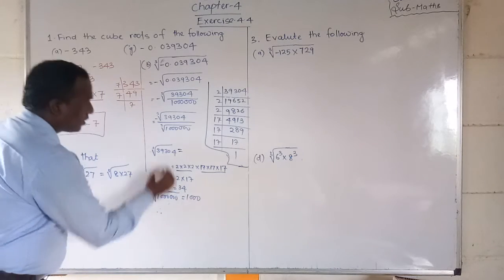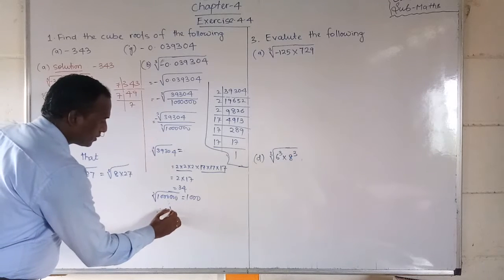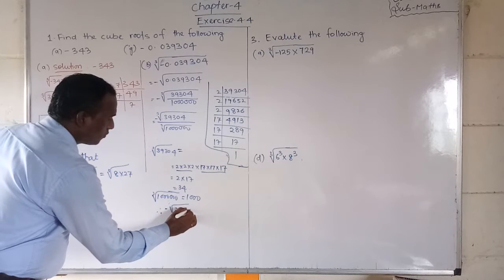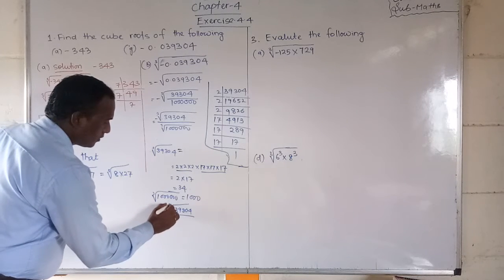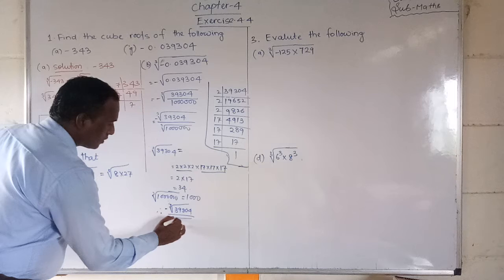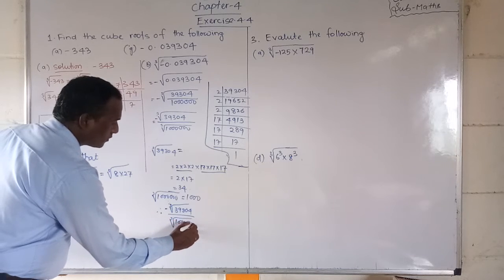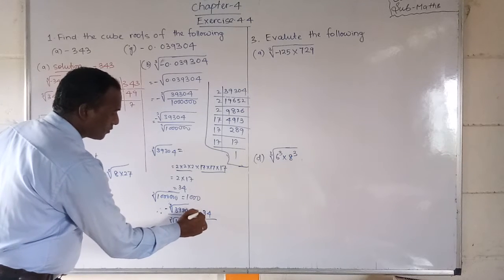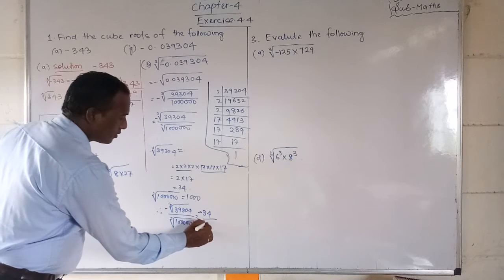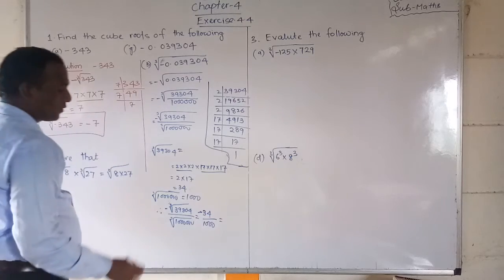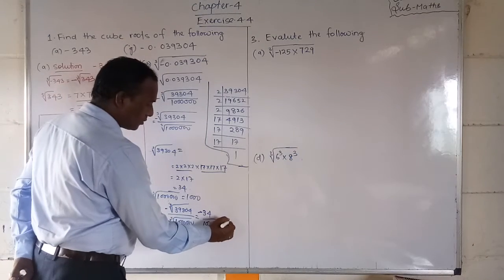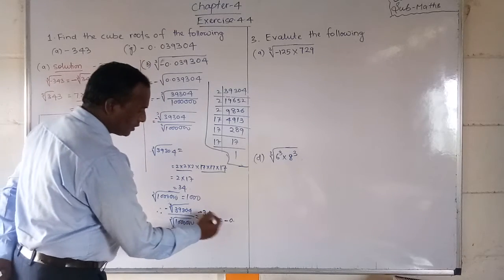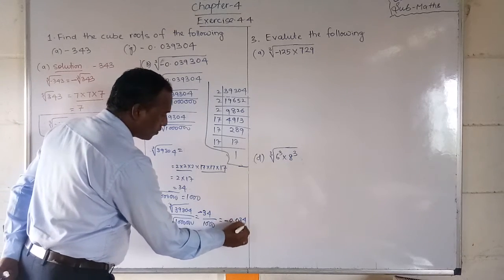So the cube root of minus 39304 by the cube root of 10 to the power 6 is equal to minus 34 by 1000. As a decimal, with 3 zeros, that is minus 0.034.